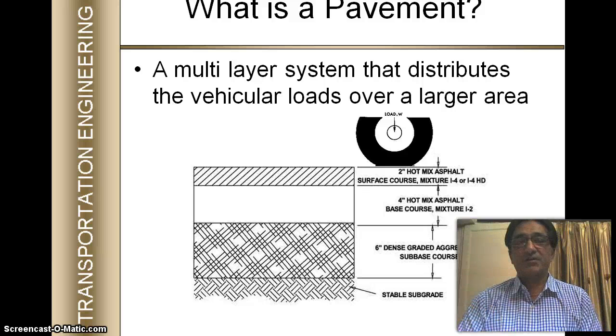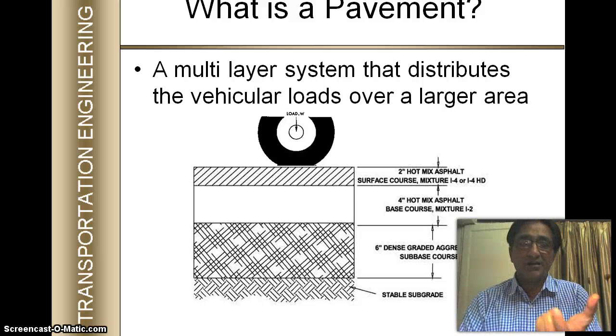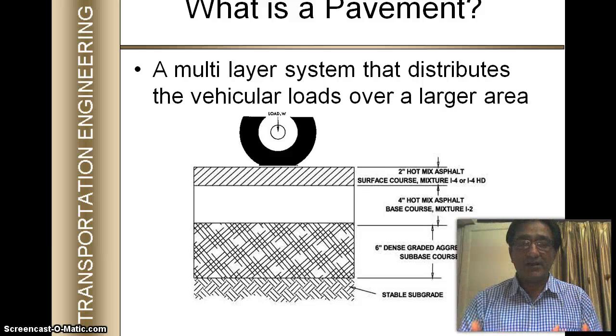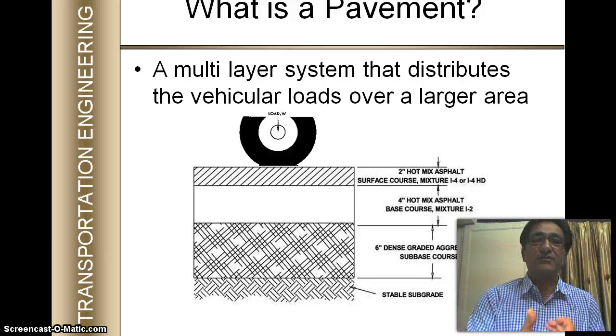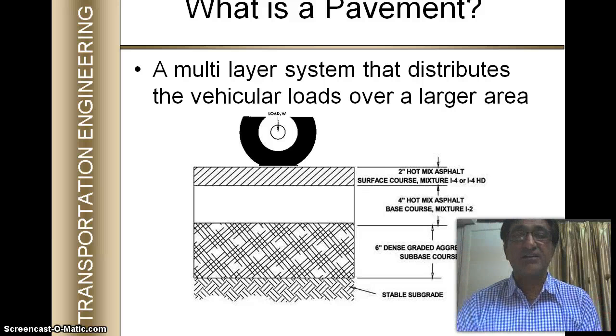Now, what is the pavement? A pavement is a multi-layer system that distributes the vehicle loads over a large area. Look at the animation in the slide. As the tire of the vehicle distributes the load among the various layers in a triangular manner.